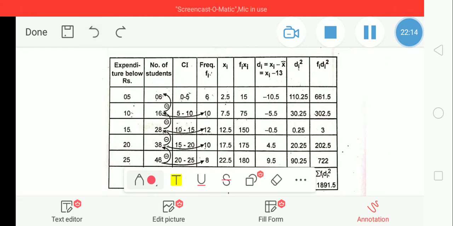So we have to find its mid value. Mid value, we know how to find mid value. First and second addition divided by 2, so 0 plus 5 divided by 2, so they give 2.5. Now here also 5 plus 10, so they give 7.5. 10 plus 15, so they give 12.5, and 15 plus 20 divided by 2, so 17.5, and 20 plus 25 divided by 2, so 22.5. This is the mid value, means xi.